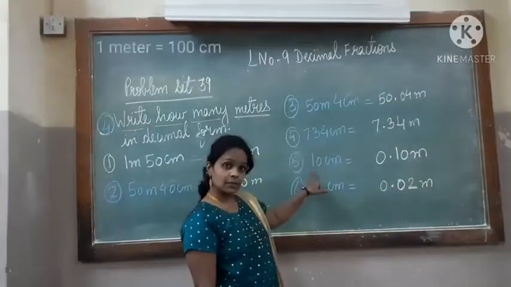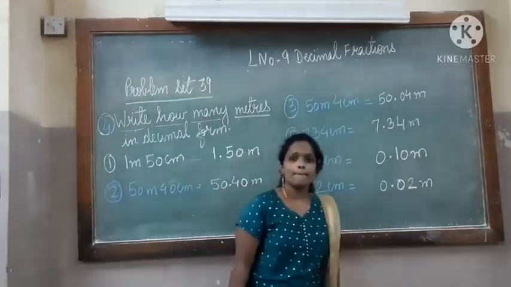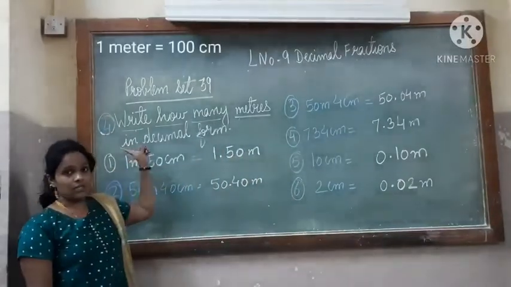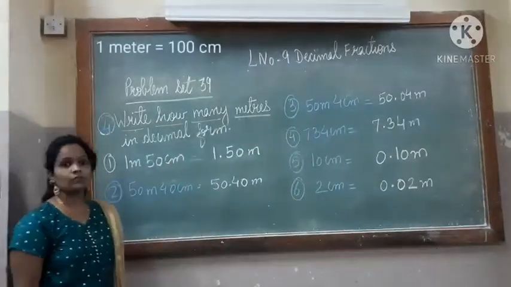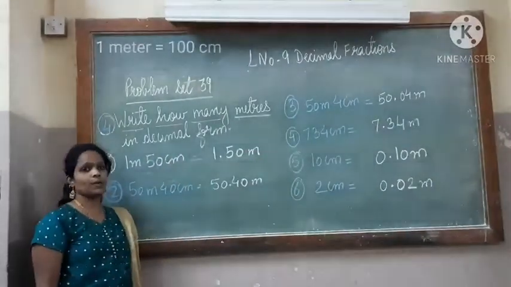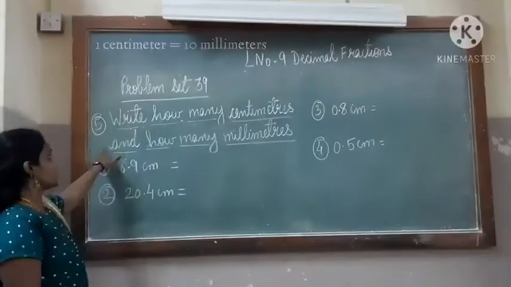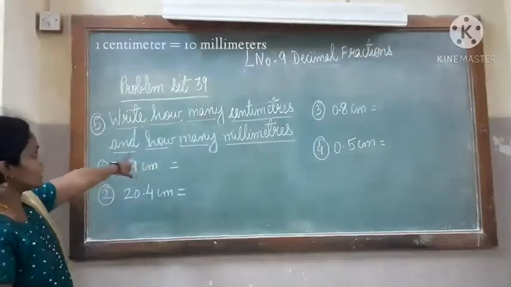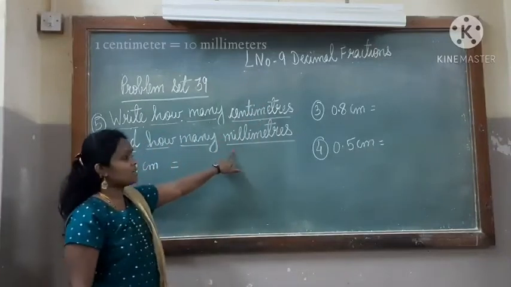And when 10 centimeter is given and you are going to write in meter, it will be 0.10 meter. So in this way, for question number 4, write how many meters in decimal form, total 6 sums. We have seen how to put the decimal point. Now let us start with the fifth question. Write how many centimeter and how many millimeter. Now here the question is changing. Here you have to write the centimeter and millimeter.